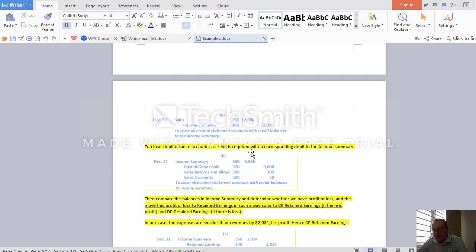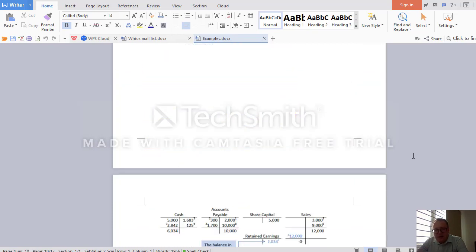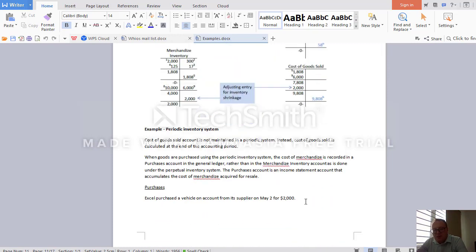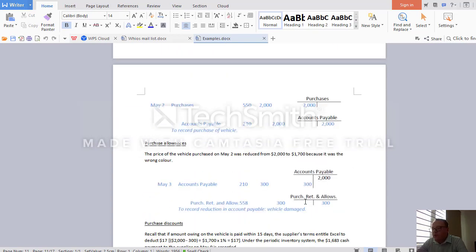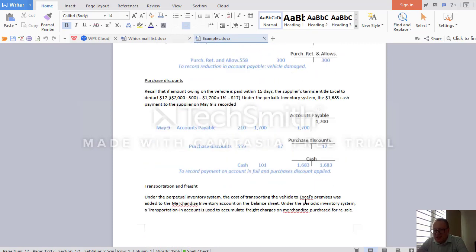Then you compare these two values, and the difference here would be 2034. That would be the profit. It would be transferred like that from income summary to retained earnings, and the shrinkage is the adjusting entry that makes balance smaller, 4,000 to 2,000, and here bigger, from 7,808 to 9,808. With regard to periodic system, the inventory account will not be affected during the year, although it may have some positive balance in the beginning. Just during the year you don't touch this account.